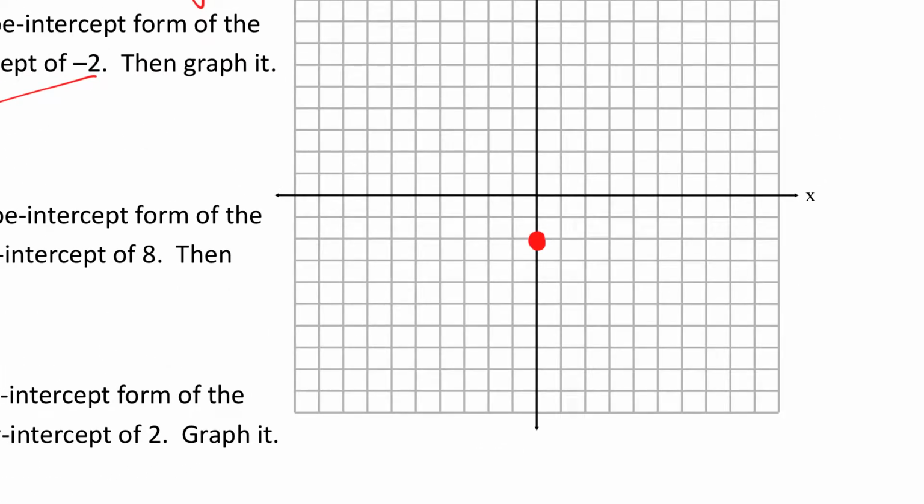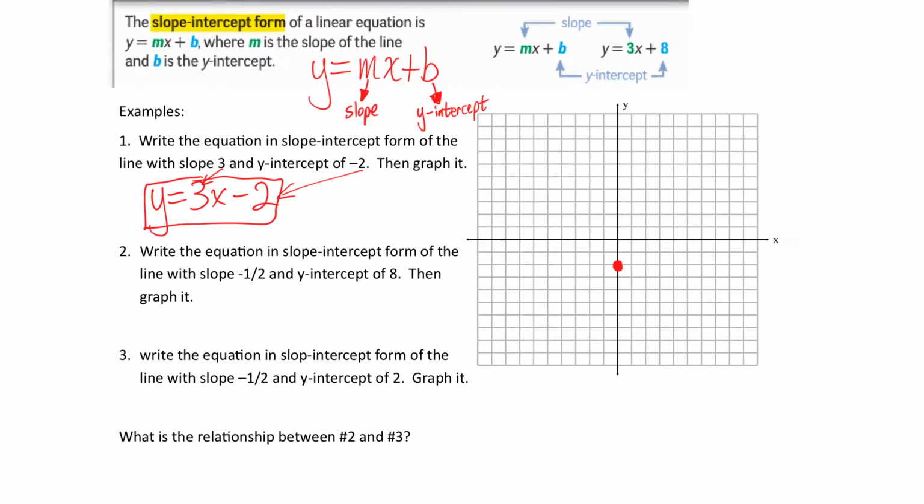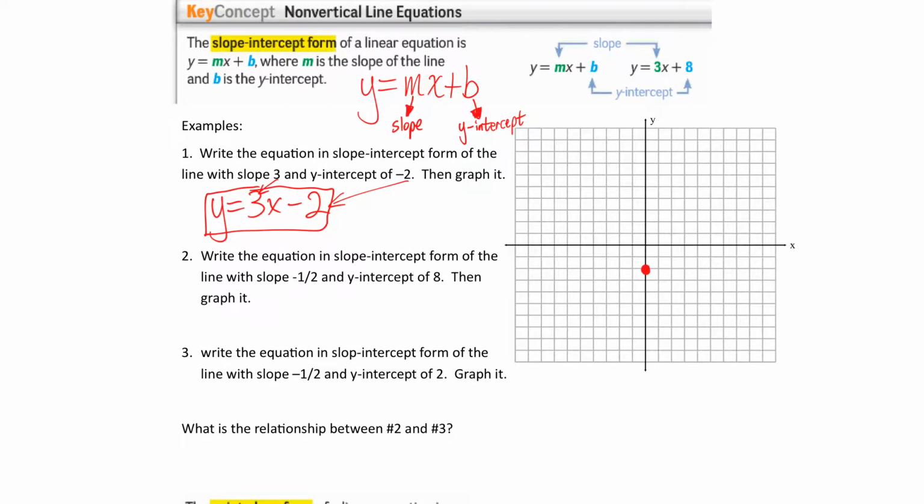Now, I don't know which way it's going to go right now. I don't know if it's going to be here, here, here, whatever, but I do know that it goes through that point. How am I going to find some more points on this line? Okay, I know one point. What am I going to use to find some more points on this line? The slope. And the slope, it said, is 3.